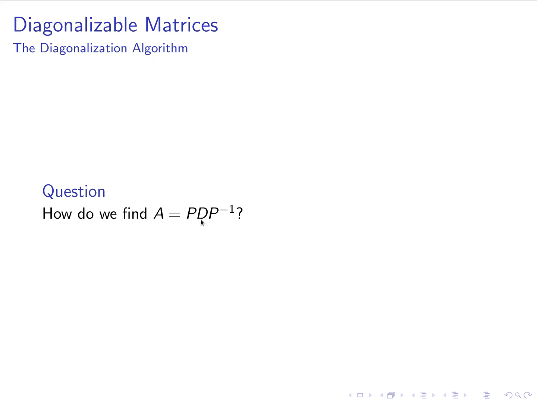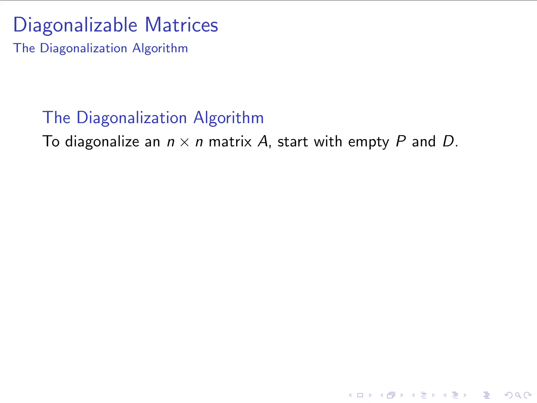We know that the diagonal entries of our diagonal matrix D should be home to the eigenvalues of our matrix, and the columns of P should give us bases for the individual eigenspaces of our matrix. So let's state this as an algorithm. I like to call this the diagonalization algorithm. To diagonalize an n by n matrix A, let's start with two empty n by n matrices, P and D.